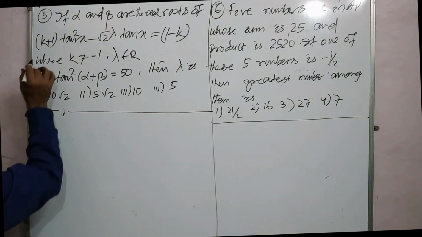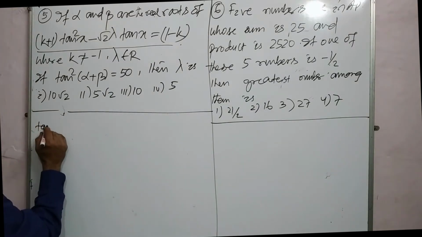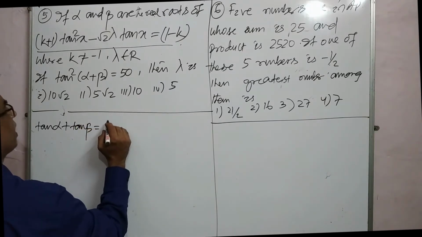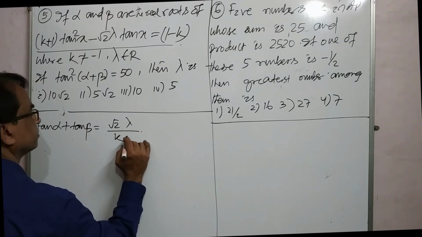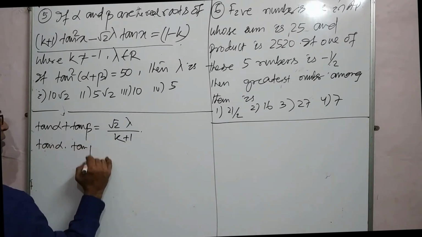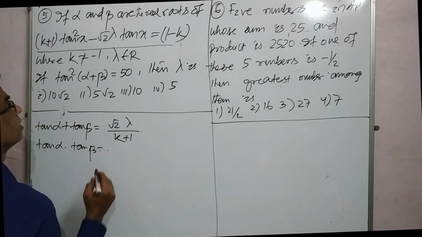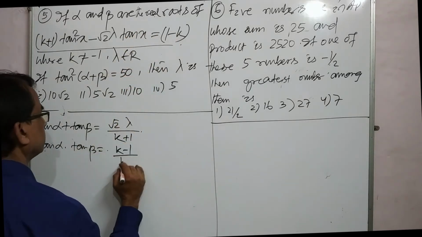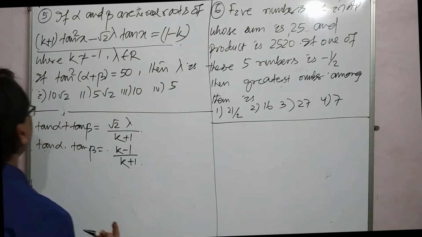Now concentrating on the quadratic equation, tan alpha plus tan beta, the sum of the roots, is minus b by a, that is root 2 lambda by k plus 1. And the product of the roots, tan alpha into tan beta, is c by a, that is k minus 1 by k plus 1.